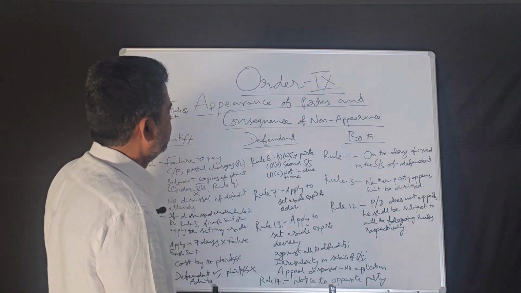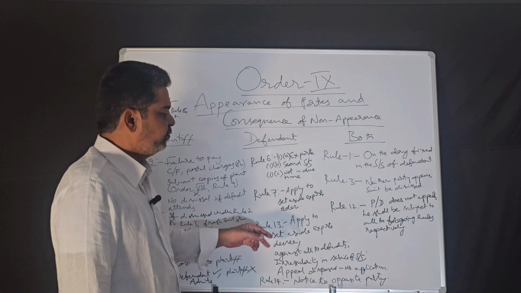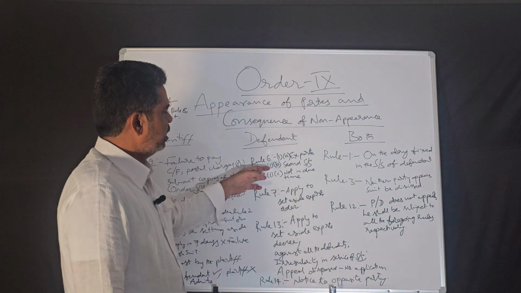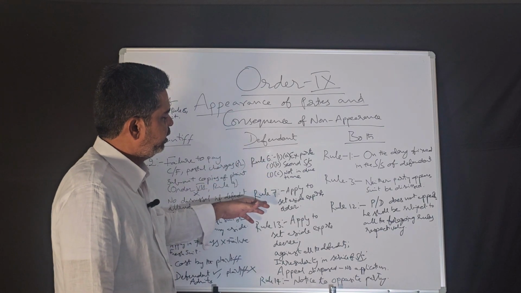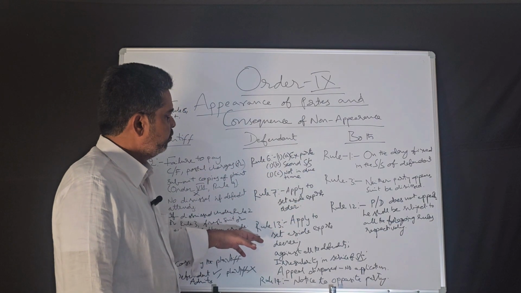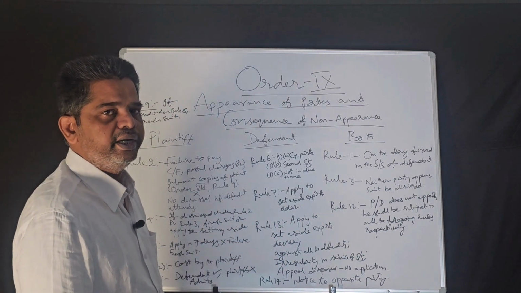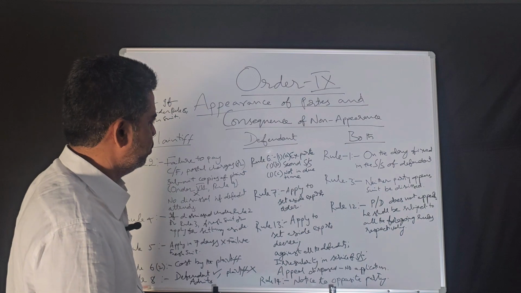Rule 13 says that if the suit is decreed ex parte, that means under Rule 6, the defendant remained ex parte and the court passed a decree, the defendant can apply to set aside the ex parte decree passed against him by showing sufficient cause to the satisfaction of the court.